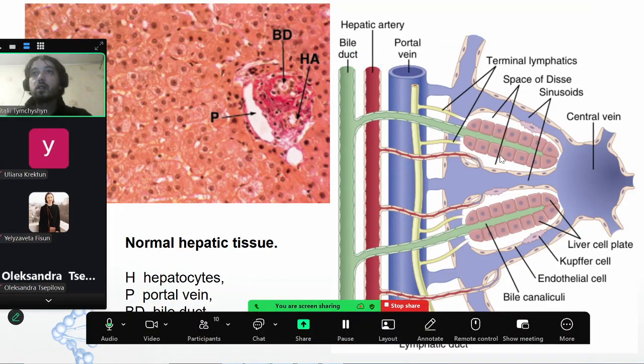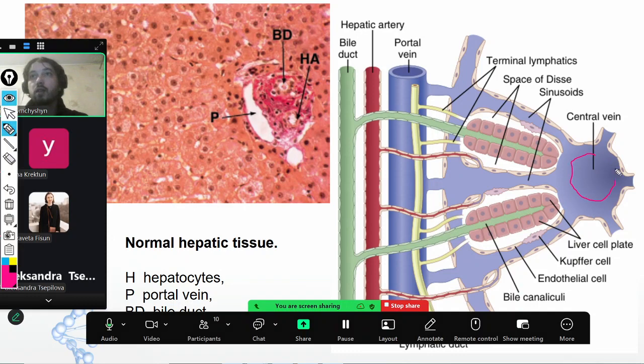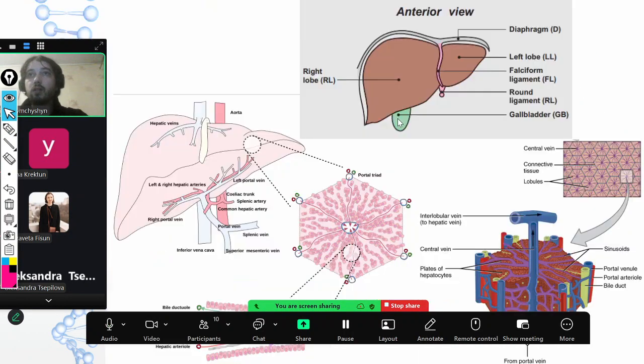Here is an even more enlarged structure of the liver. What do you see here? You see this central vein, and here you see this triad, the portal triad, let me show you.